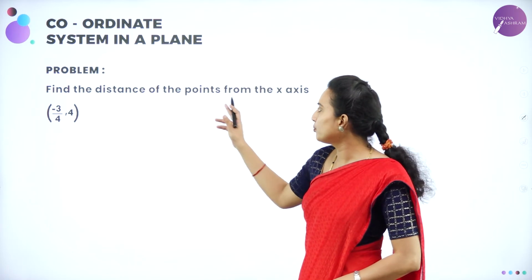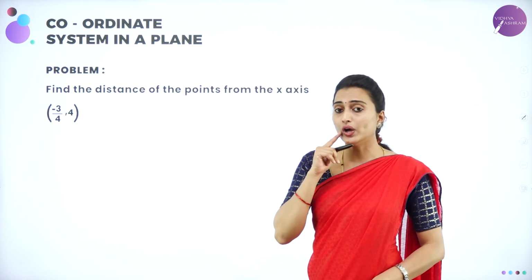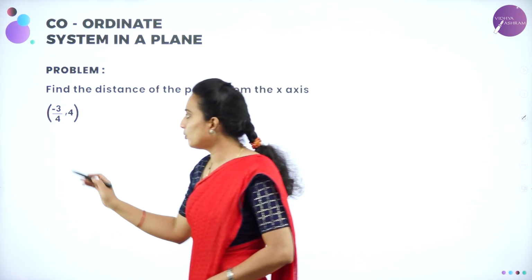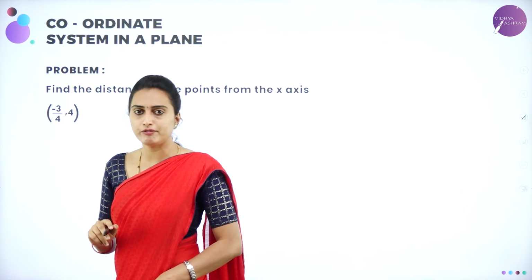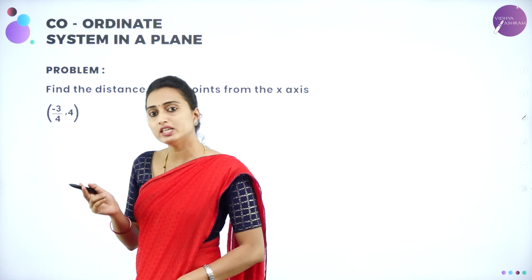So next, find the distance of the point from the x-axis. From the x-axis, not from the origin. A point on the x-axis is x comma 0, isn't it? What is the point they have given here? Minus 3 by 4 comma 4. So here the x point is minus 3 by 4 and the y point is 4.